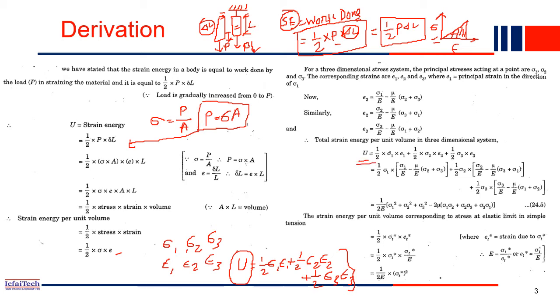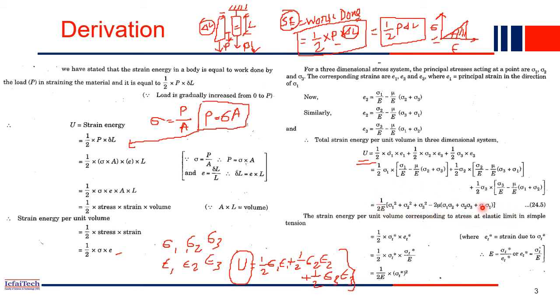Just now whatever we have written here, sigma 1 into epsilon 1 plus sigma 2 epsilon 2 plus sigma 3 epsilon 3, this is the total strain energy for any 3D structure. So now you replace the sigma 1 value, epsilon 1 value, which we derived. Just replace the epsilon 1 value, epsilon 2 value, and epsilon 3 value with these three expressions. After that, if you simplify the entire equation, you will get 1 by 2E into sigma 1 square plus sigma 2 square plus sigma 3 square plus minus, this is the expression.